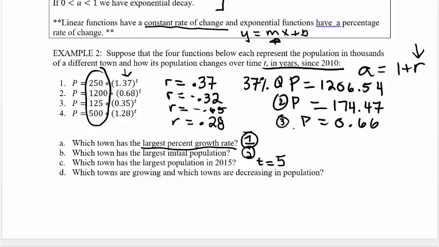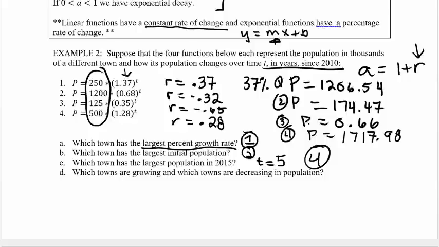0.66 thousand. And then last but not least, population 4, we have 500 times 1.28 to the 5th. When I plug that in, that population is 1,717.98. So it turns out that the population of town 4 is going to be the biggest. We knew that 1 and 4 were growing, so they had potential, but we also knew that town 2 started with 1,200, so it depends on how quickly that decays versus how quickly the other things grow. So we ended up with 4 here.